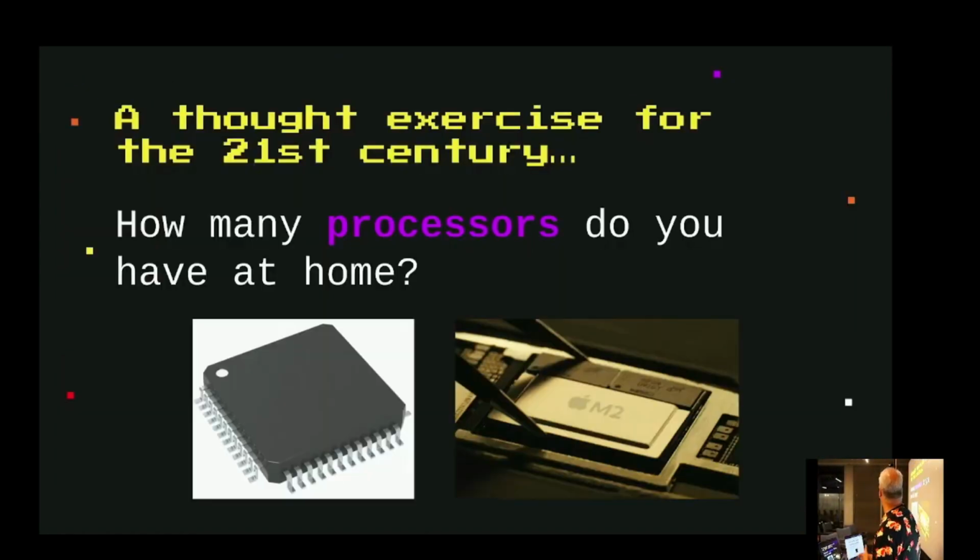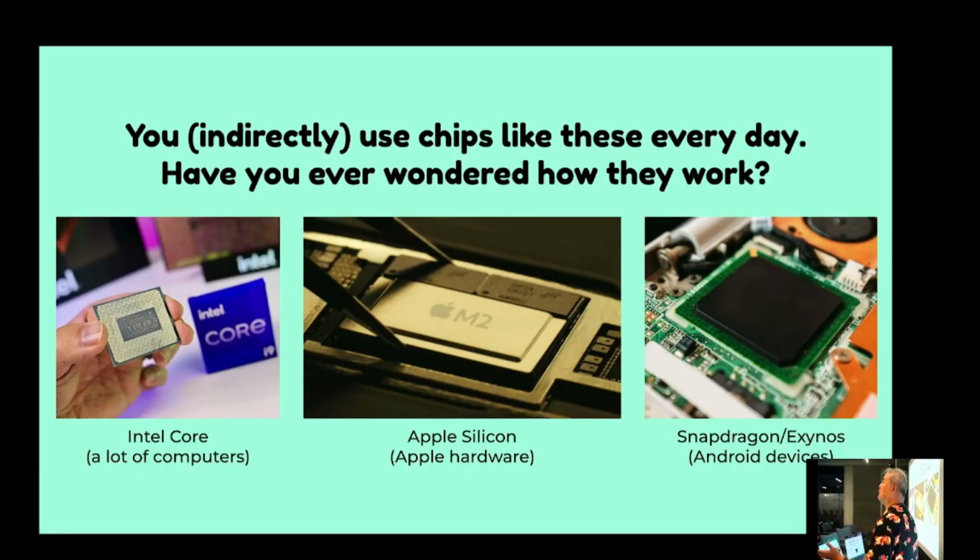And with that in mind, the thought exercise for tonight, and there's no answer, just think about it later on, is how many processors do you have in your home? And there are probably a lot more than you think. Now, you probably indirectly use one of these every day. Intel Core, that's in a lot of Windows and earlier Mac machines, Apple Silicon in present-day hardware. And if you're on an Android device, a Snapdragon or Exynos chip is probably doing the driving.